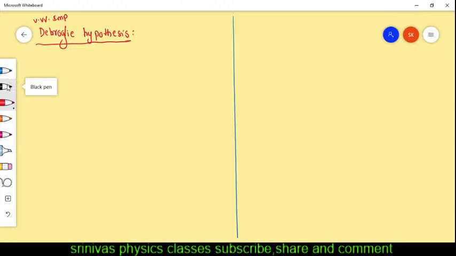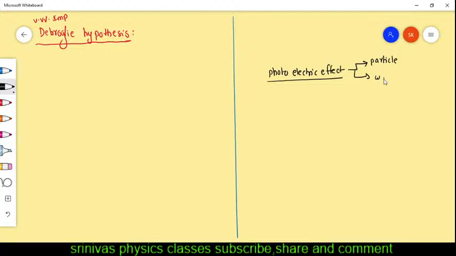You listen very carefully. Before going to explain the de Broglie hypothesis, we know the photoelectric effect. How is the photoelectric effect explained? By considering light as a wave or a particle? Answer, please. Which is correct? Based on which phenomenon do we explain the photoelectric effect?